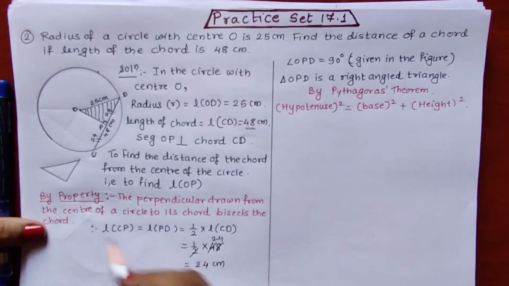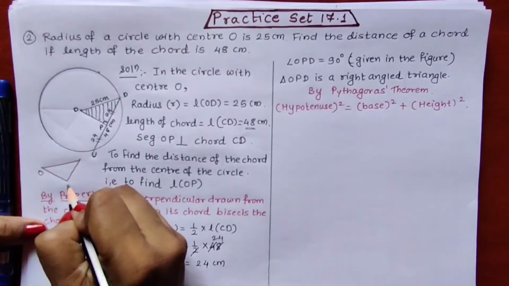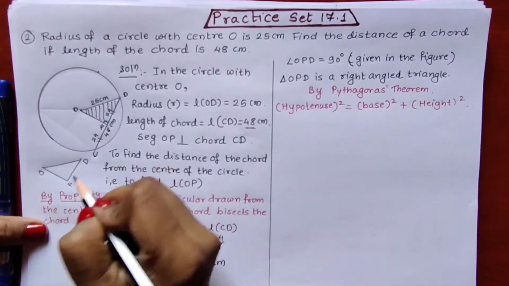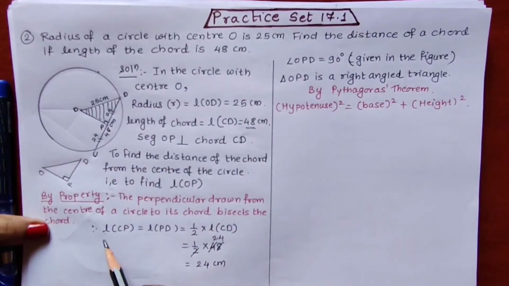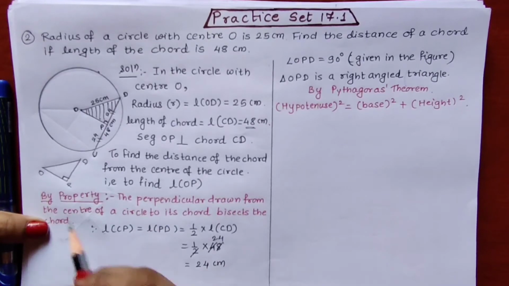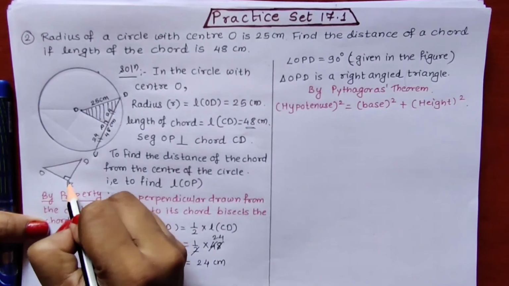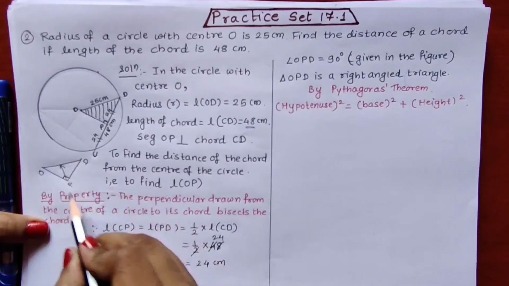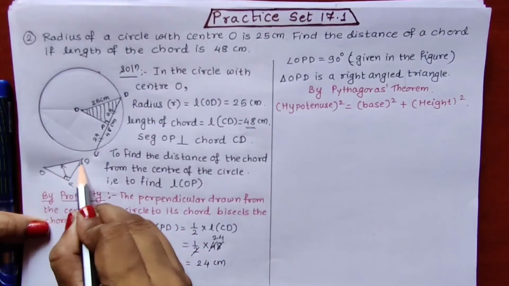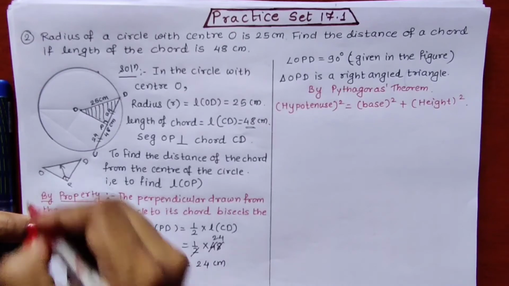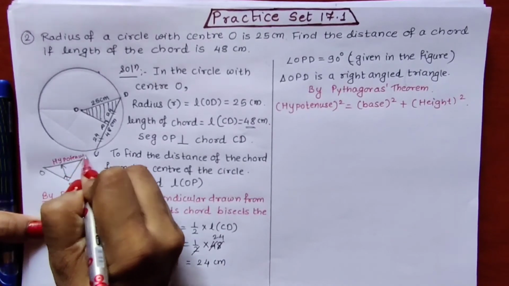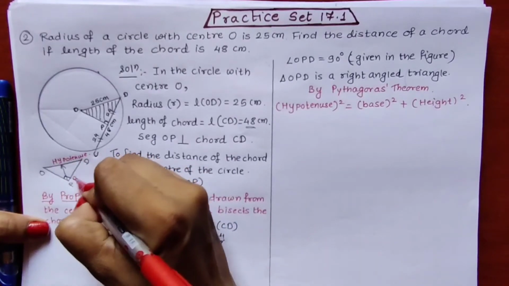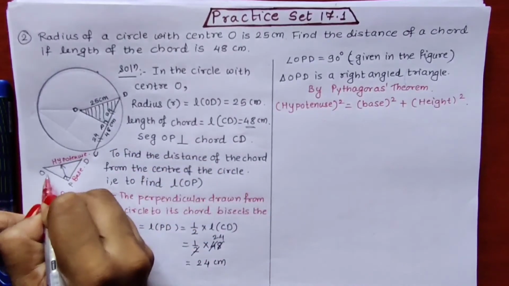This is my triangle OPD. Angle P is 90 degrees. We all know the side opposite to the right angle is known as the hypotenuse. So this is the right angle and exactly opposite is side OD, so OD will be the hypotenuse. Then PD will become the base and OP will become the height.